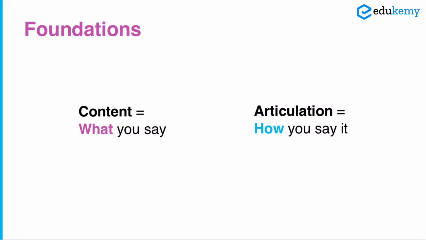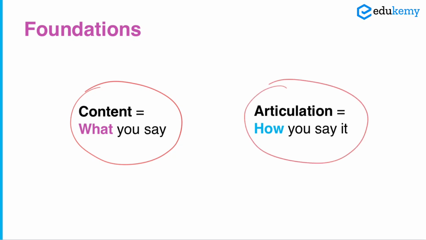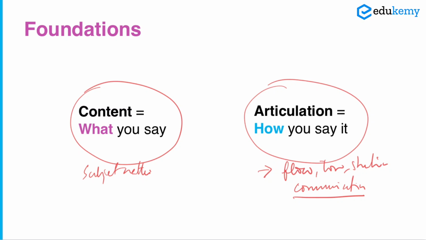And remember, content is what you say, and articulation is how you say it. This is your subject matter, and articulation is everything else. It is the flow, tone, structure, and the way your idea is communicated. So, overall communication of your content. So, in this lesson, we are going to understand the tools necessary from an articulation perspective.